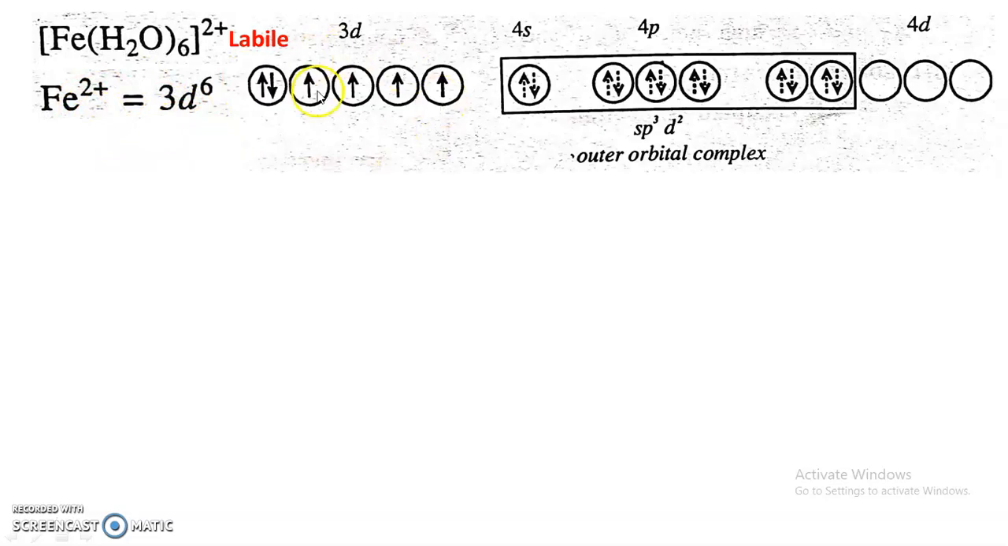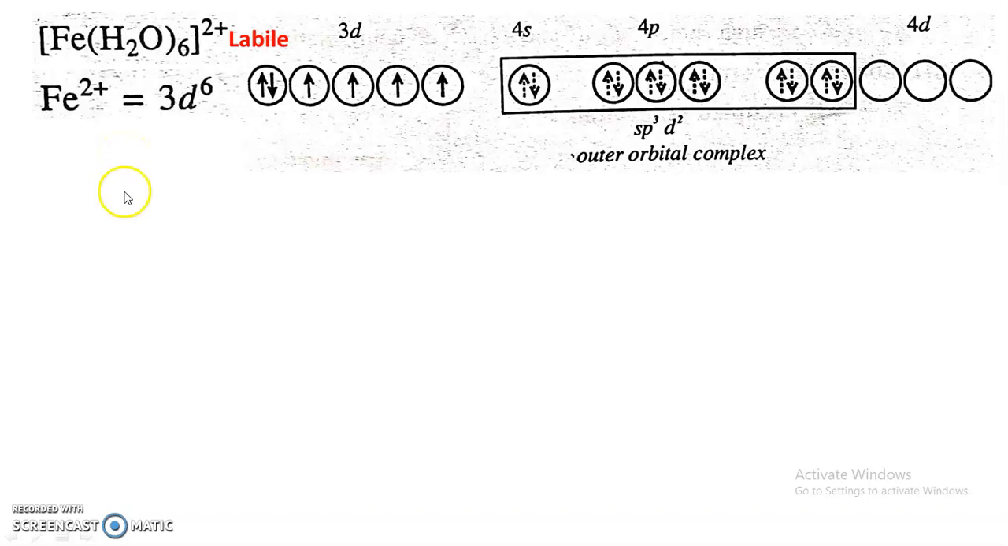For example, hexaaqua iron(II). This complex is labile because this is the outer orbital complex. In this complex, the oxidation state of iron is +2 and its configuration is 3d6, and this outer orbital complex undergoes sp3d2 hybridization. So outer d orbitals are involved in the process of hybridization. So the ferrous ion, when it forms an outer orbital complex, becomes labile.